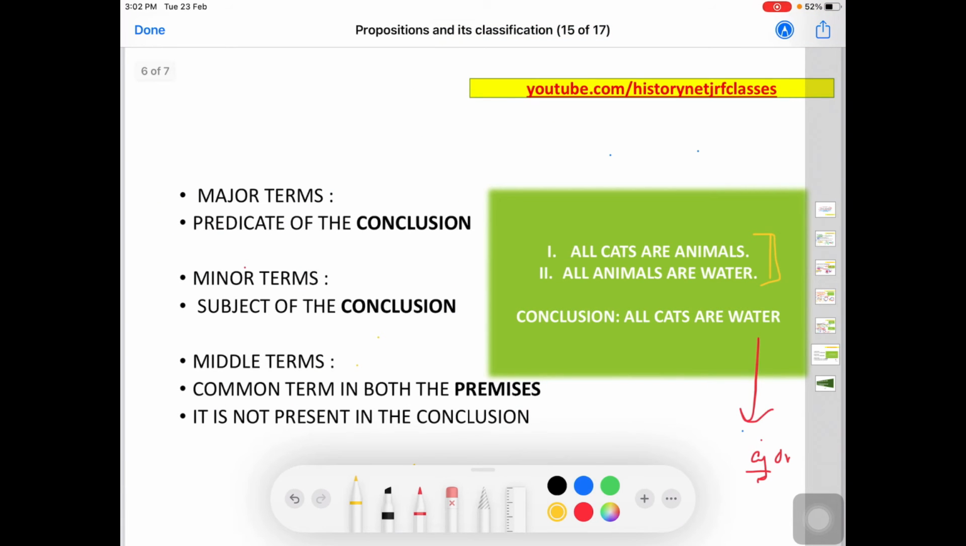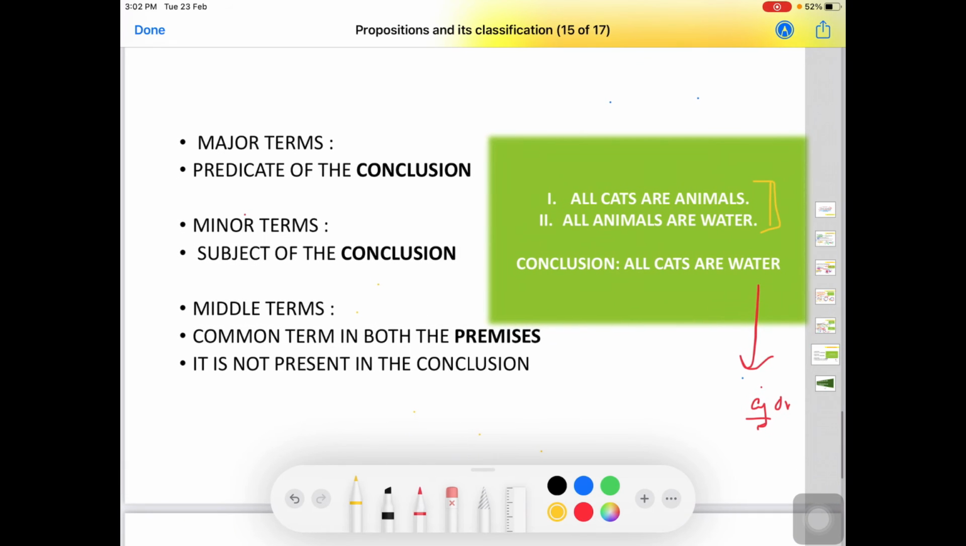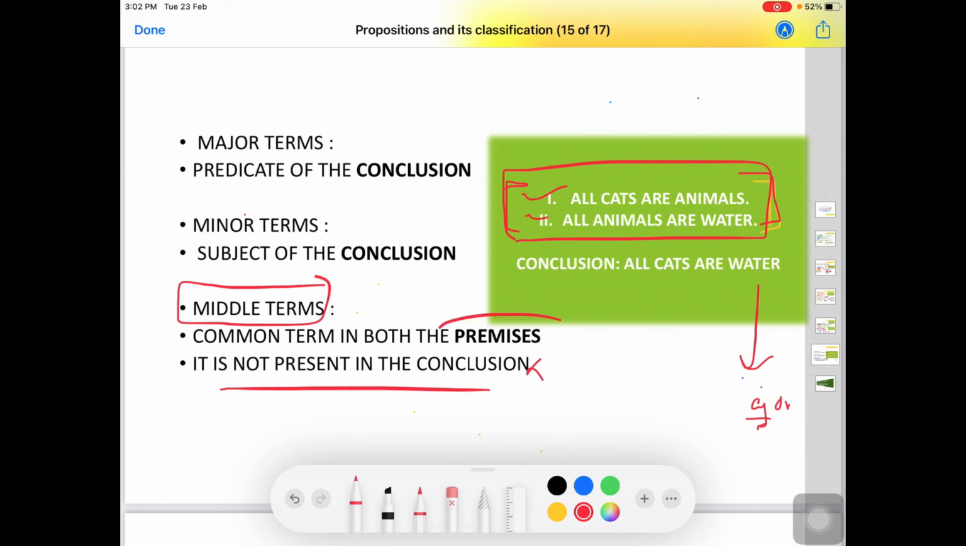Next we have terms. Whatever premises, statement or argument you have, from that you can draw the terms. So here we have two premises, premise 1 and premise 2, and these two premises will help you to identify the middle term. Always remember, we identify the middle term from the premises, not from the conclusion. It has got nothing to do with the conclusion. Everything is on premises. So what is the middle term? Whatever thing is common in the two premises will act as the middle term. So here animals and animals are common, so the middle term is going to be animal.